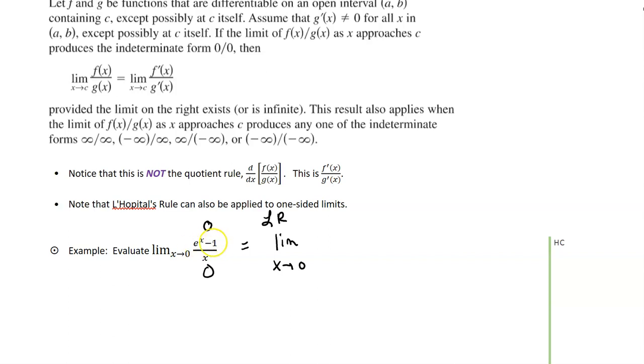So the derivative of the numerator here, the derivative of e to the x is e to the x. The derivative of negative 1 is 0. And the derivative of x is 1. So I now have the limit as x approaches 0 of e to the x over 1, which is something I can directly substitute into. So I get e to the 0, which is 1.